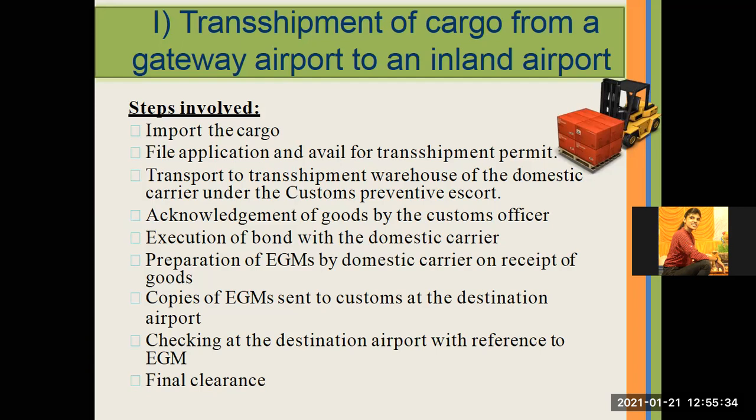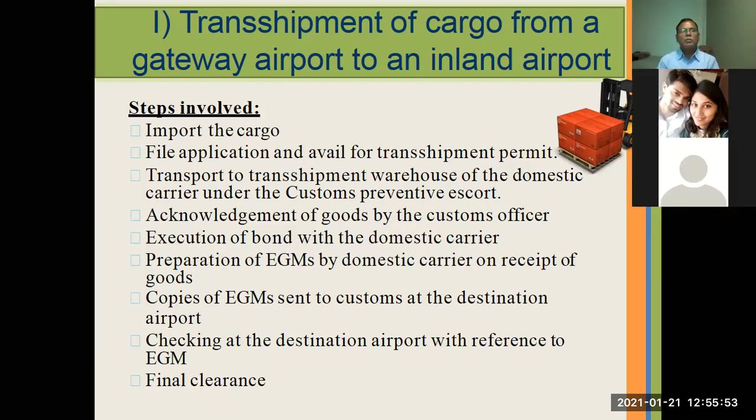Then acknowledgement of goods by the customs officer, then execution of a bond with the domestic carrier, because the cargo has value and all the declaration is taken by the airline when you are booking any cargo. Then preparation of the EGM, which I already told you about, by the domestic carrier on receipt of goods. Then copies of the EGM are sent to the customs department at the destination airport, because we are exporting, so it will go to where your material is going. Then this item will be checked at the destination airport with reference to the EGM, and final clearance is given.